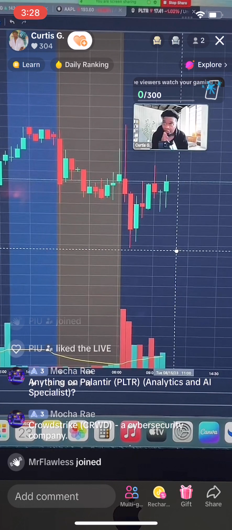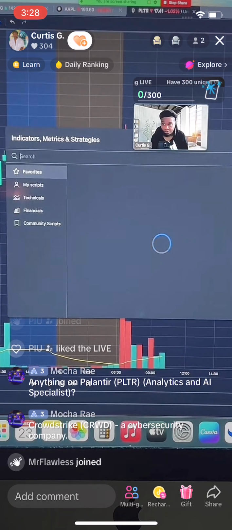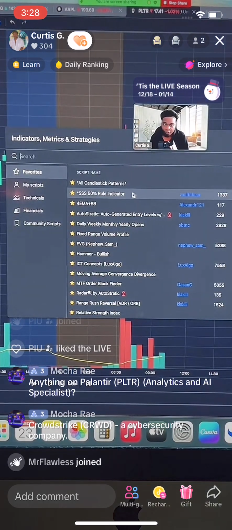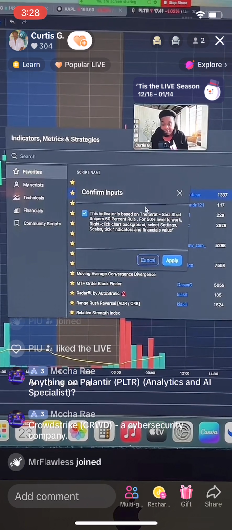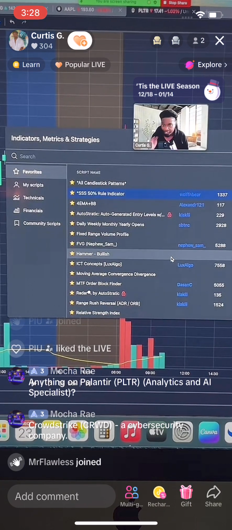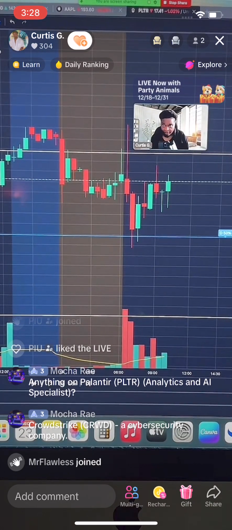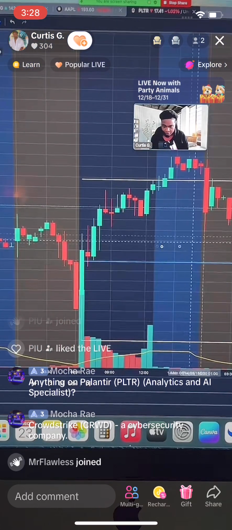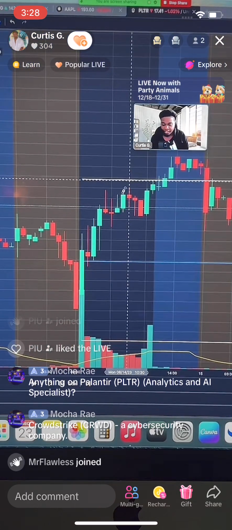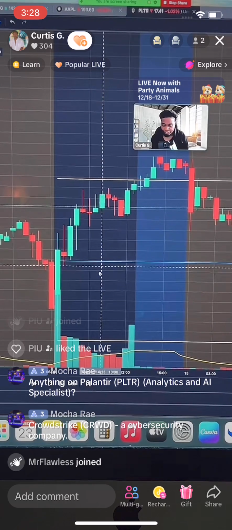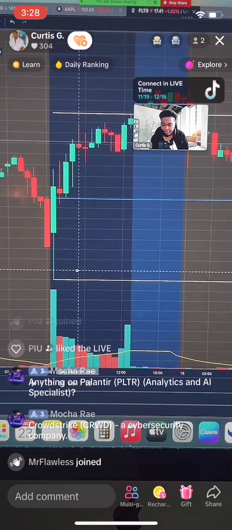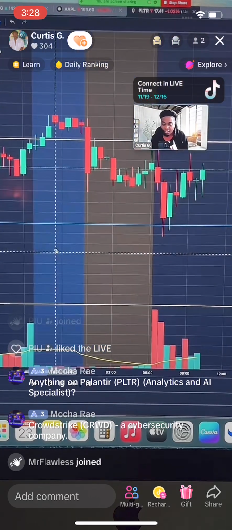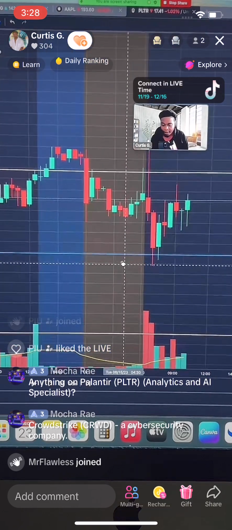So the first thing I would do is turn on my indicators that I like to use the most. So I'm going to turn on the 50% rule indicator. And what this indicator does is it takes the high of the previous day, it picks out where the 50% mark is, and then it picks out the low of the day. So that's one kind of indicator that I use with my trading.